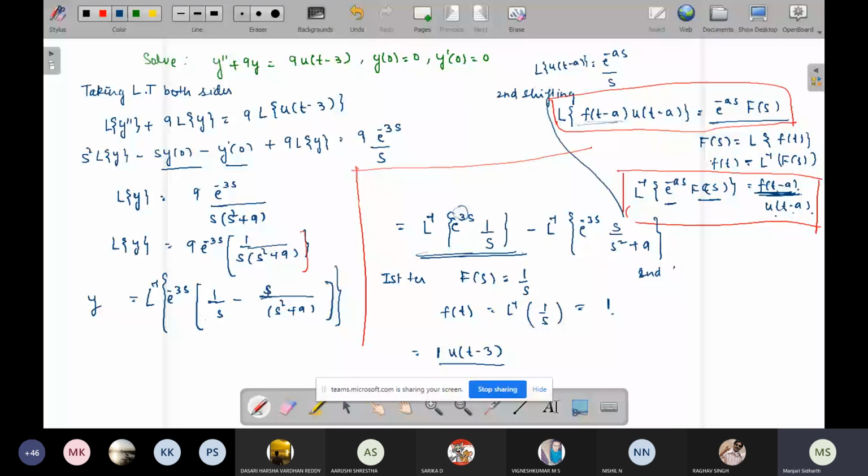Fs is s over s square plus 9, right? So ft will be L inverse of this. That means cos 3t.